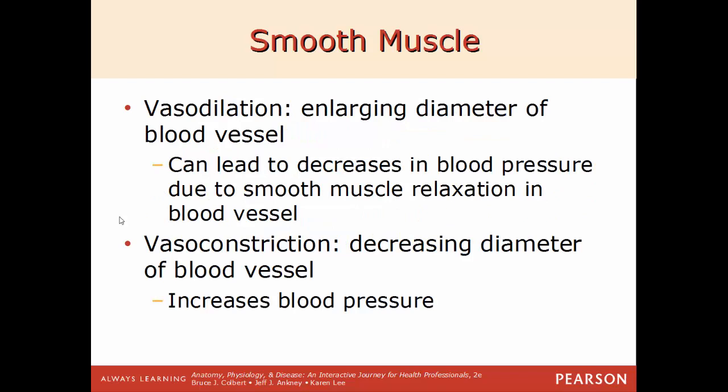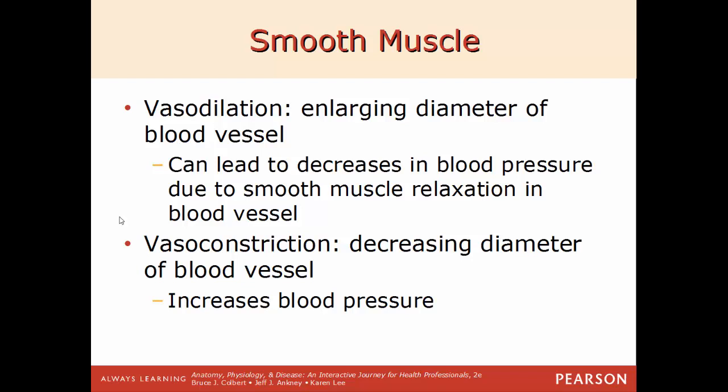All right, vasodilation. Vaso is a reference to vessel, such as blood vessel. Dilation means you get larger in diameter, so you are enlarging the diameter of a blood vessel. This will lead to a decrease in blood pressure, and this happens because you have less resistance in the way. The opposite of that would be vasoconstriction.